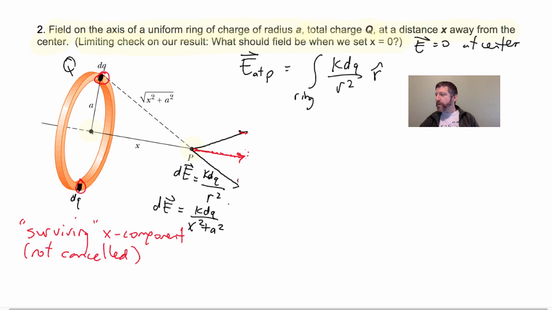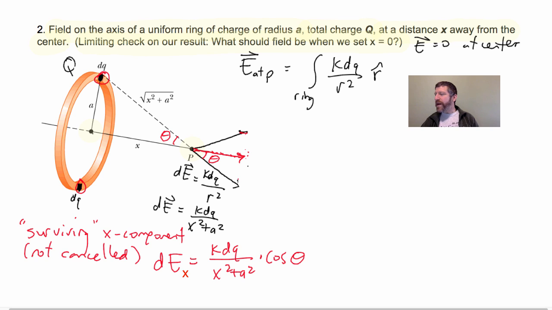Well, it's the component of this. What I'm going to do is call this angle theta. Same thing here, right? So what is the x component of that? Well, the red arrow I've got here is dE, which is going to equal k dq over x squared plus a squared times cosine of theta. That is the only component that survives.